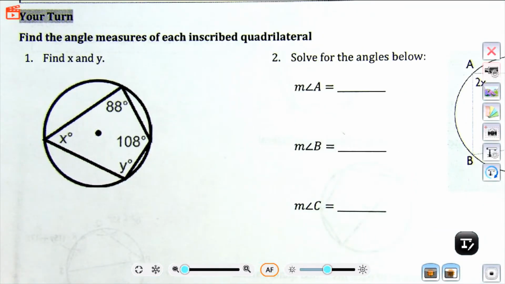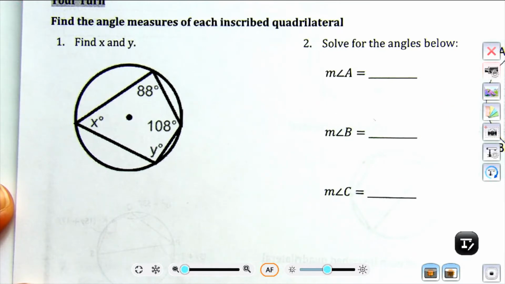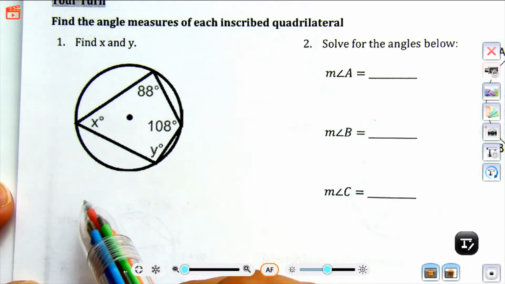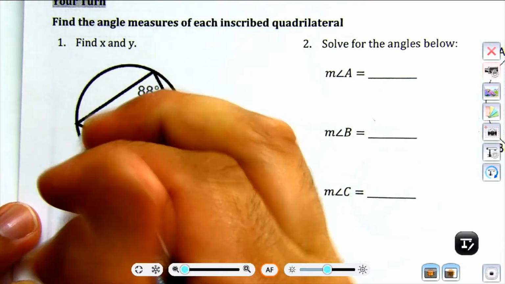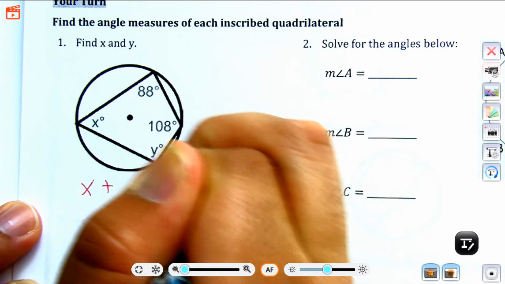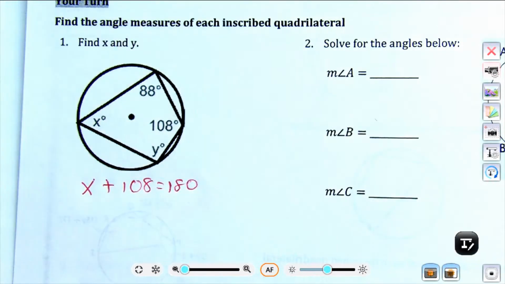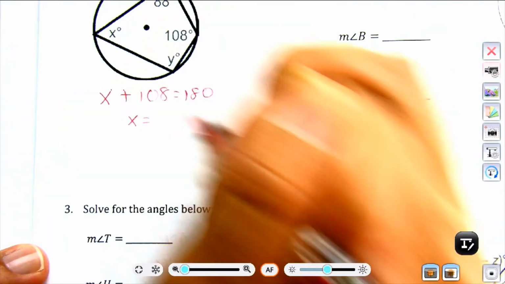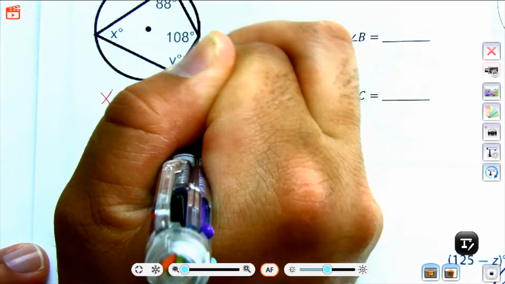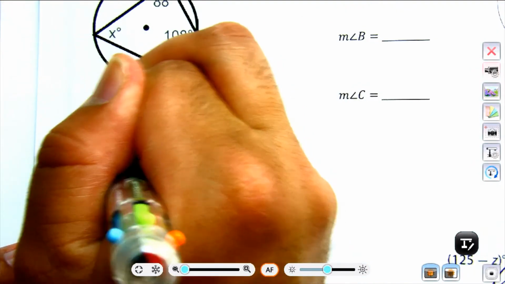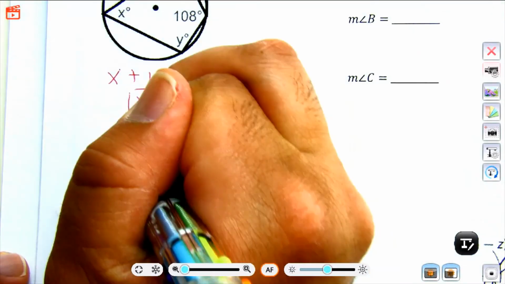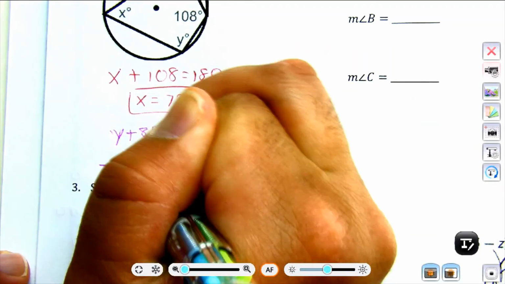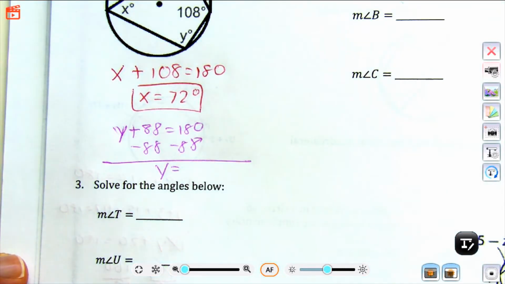Okay, now let's look at problem number 1 in the your turn section. We want to find x and y. So we look at opposite angles. x and 108 are opposite angles. 88 and y are opposite angles. Opposite angles are supplementary. x plus 108 is equal to 180. Subtract 108 from both sides, and x is equal to 72 degrees. Do the same thing for y. y plus 88 is equal to 180. Subtract 88 from both sides, and y is equal to 92 degrees.